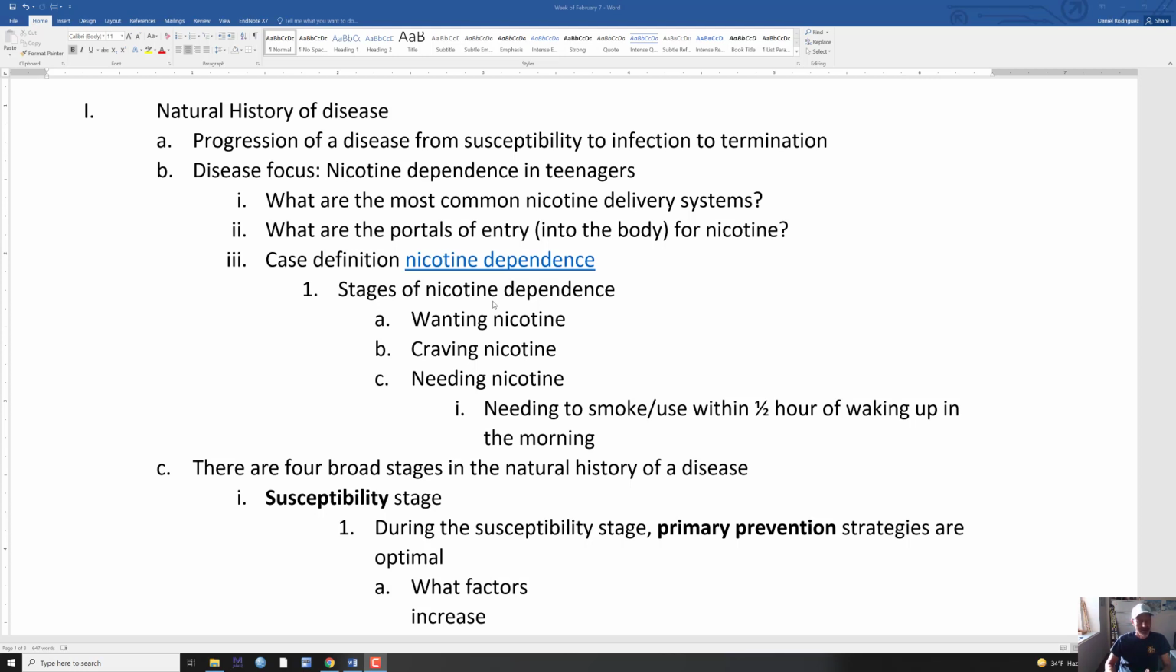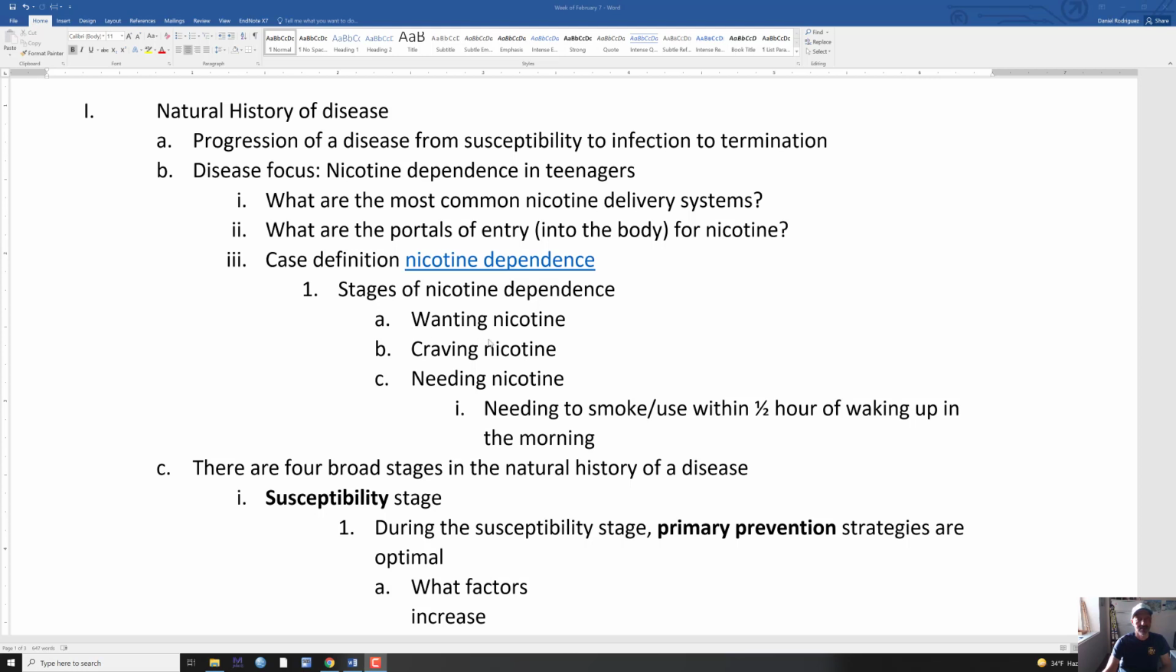Actually, the most important characteristic of nicotine dependence is smoking within the first 30 minutes of waking up. That's problematic, though, for teens, because teens are generally at home, and it's really hard for them to smoke within the first 30 minutes if their parents are awake. So that became a useless definition when it came to teens. So a more general definition was created, or he created a more general definition.